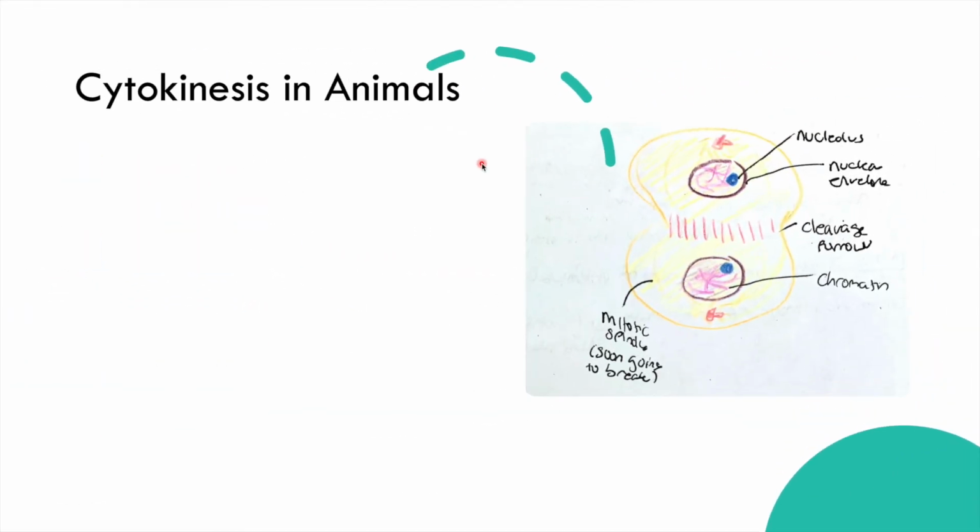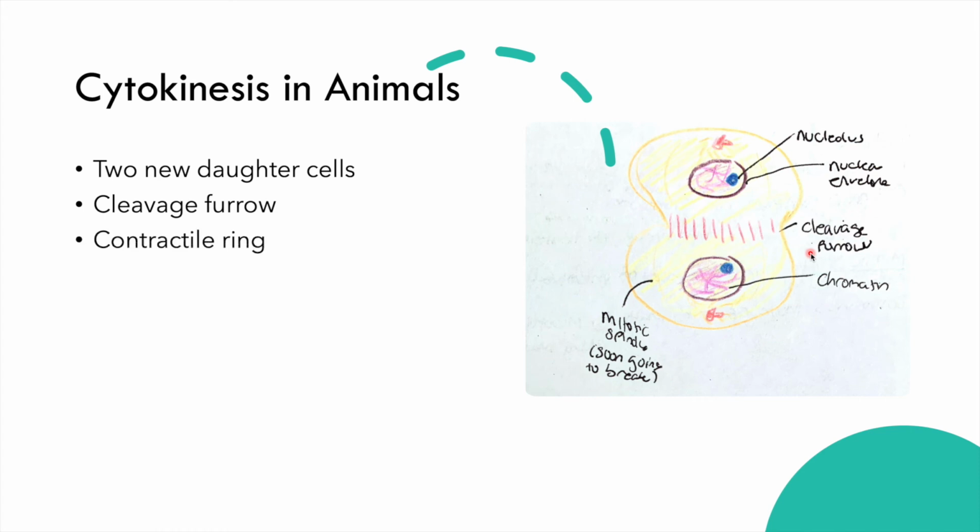Then cytokinesis begins, where two new daughter cells arise. In animals, cytokinesis occurs through the formation of a cleavage furrow. A shallow groove forms on the cell surface, and a contractile ring composed of actin microfilaments contract until the parent cell pinches off into two new daughter cells.